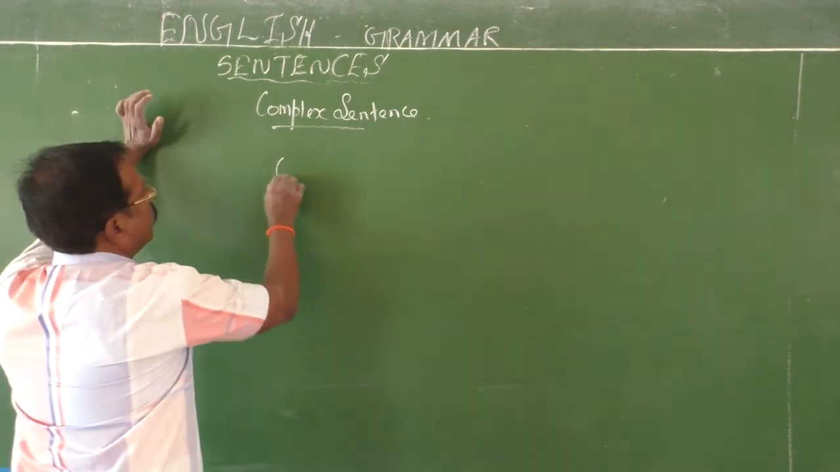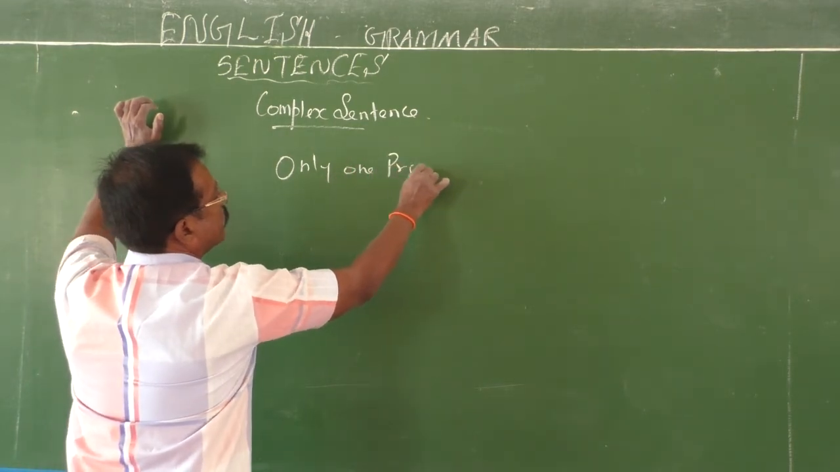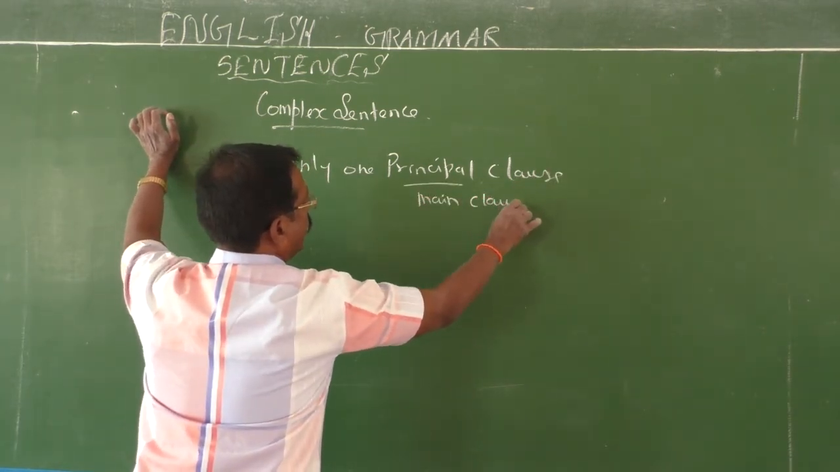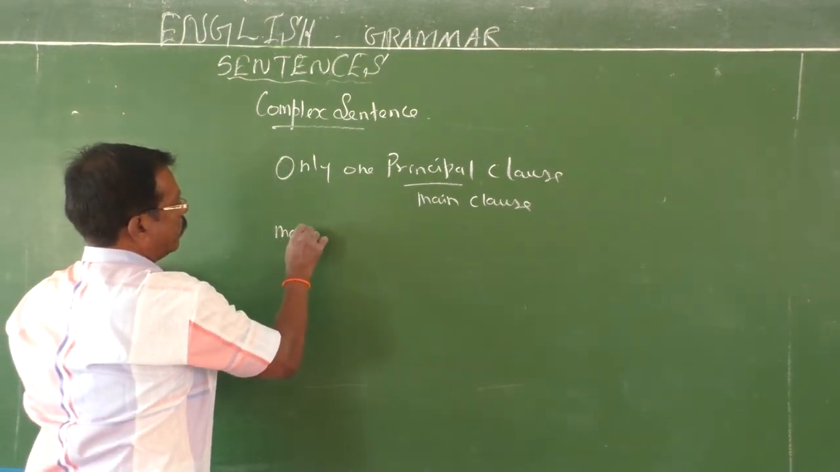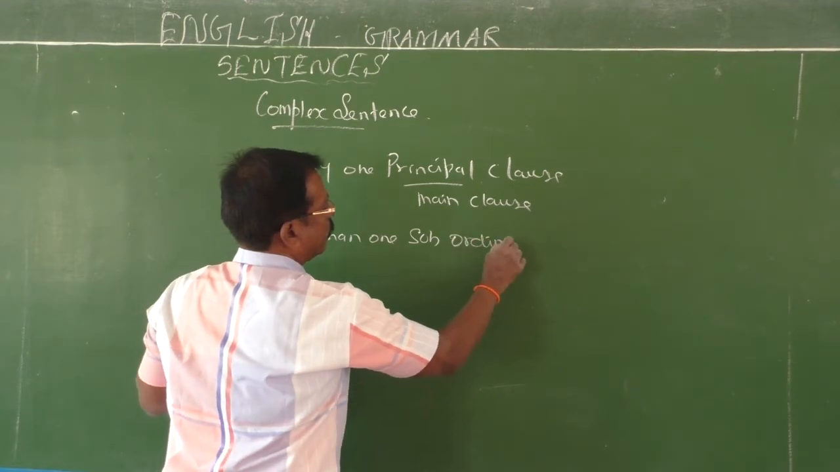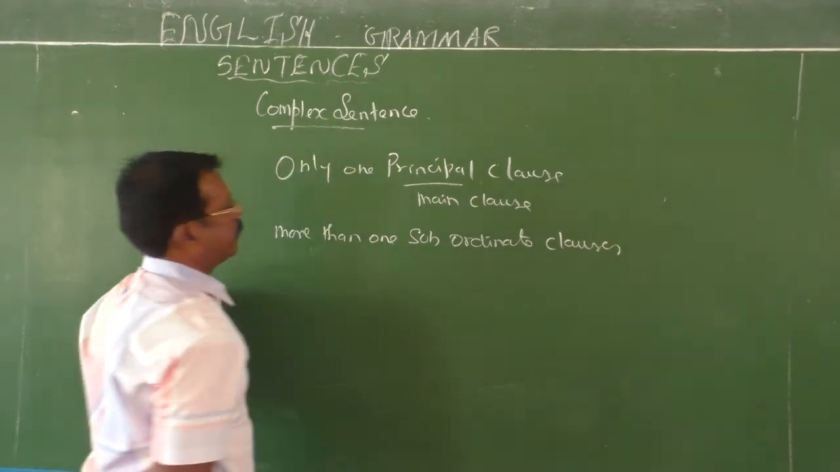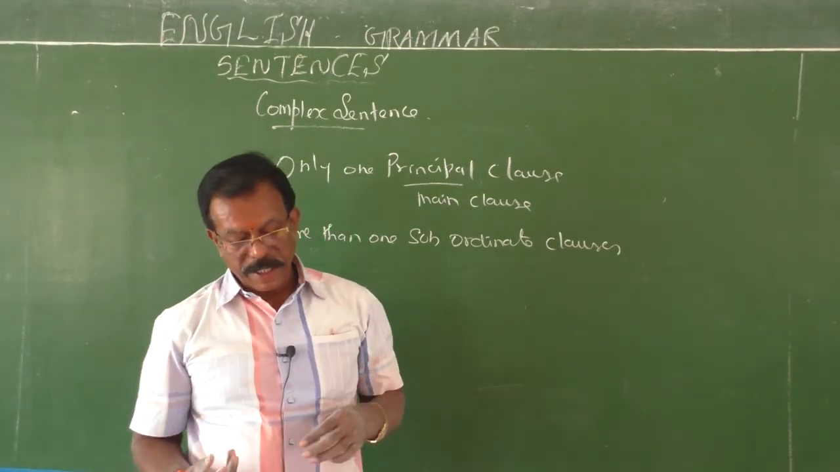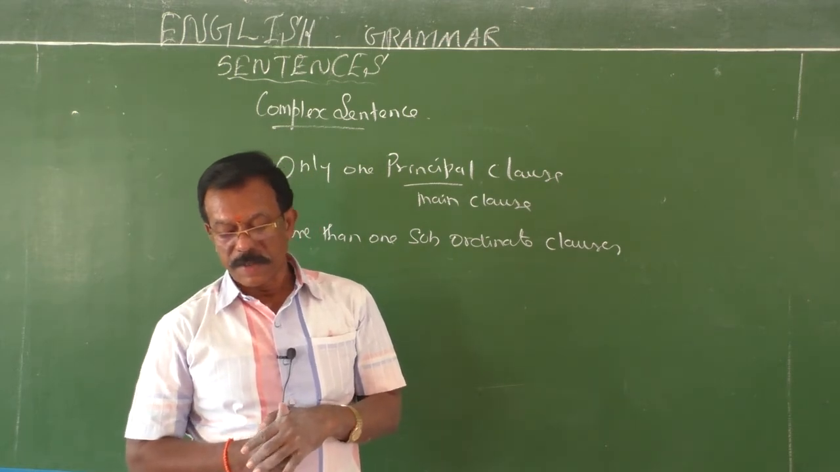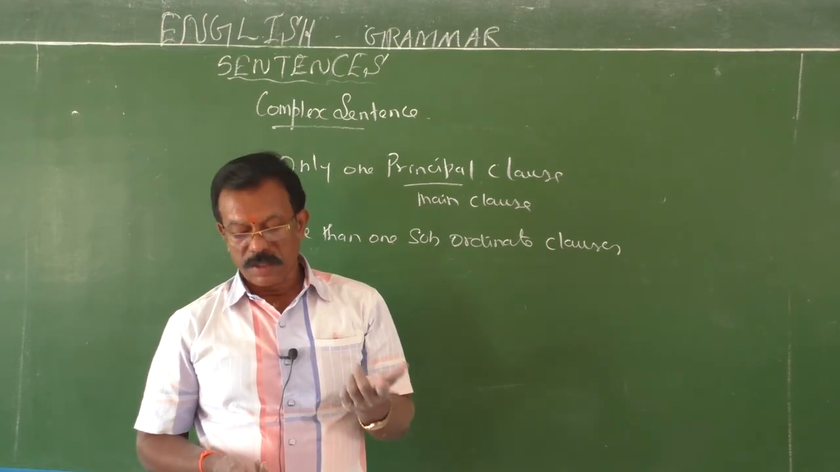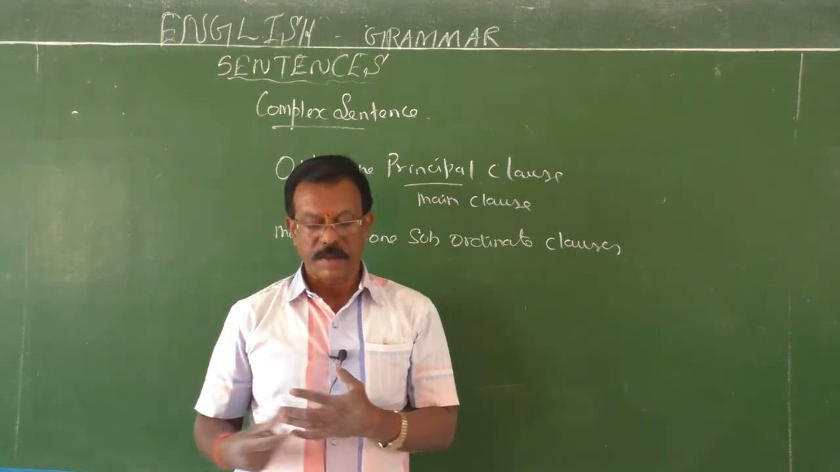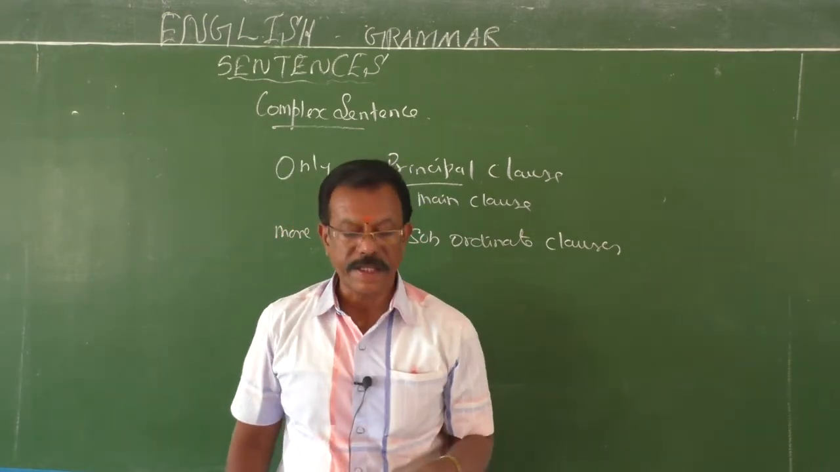Okay. So what is the structure? Only one principal clause, otherwise called a main clause. In the complex sentence, we have only one main clause. We have more than one subordinate clauses. So this is the structure of a complex sentence. These subordinate clauses depend upon the main clause to complete its sense. So a complex sentence is one which contains one main clause and one or more subordinate clauses. The clauses are joined using subordinate conjunctions or relative pronouns. Mostly these subordinate clauses are connected with the main clauses by using subordinating conjunctions.